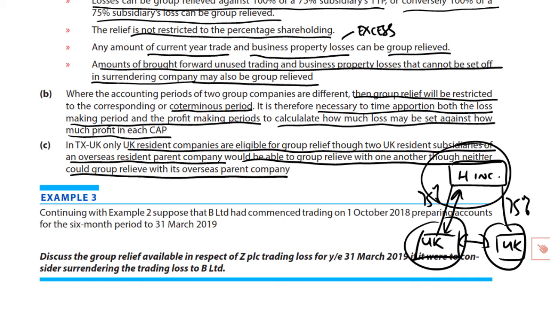Okay, review through that therefore, and what we'll then move on to in our next session is what happens where we have either non-coterminous accounting periods, or maybe a new company comes along part way through the period, so it hasn't been a 75% group member for the entirety of that period. How then do we determine how much loss is available to be group relieved against how much profit? All that and more in our next session together.